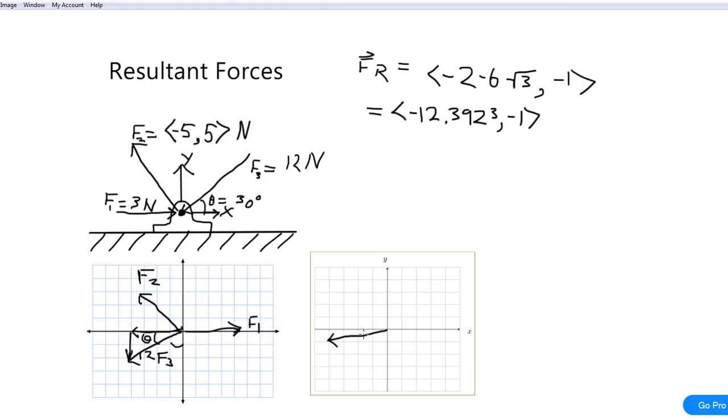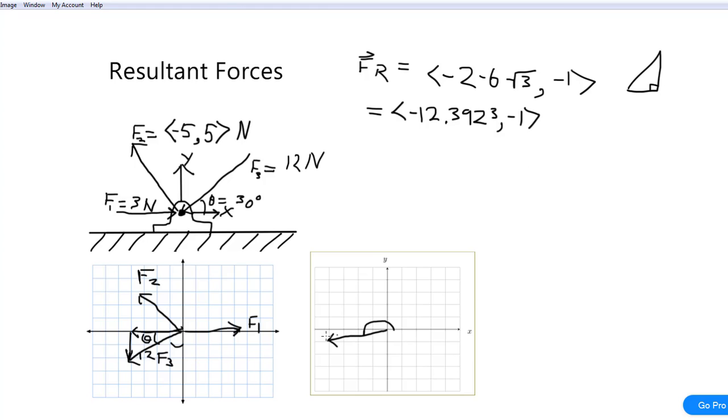And we have to essentially get this angle. In order to get that angle, we're going to use inverse tangent. But before we do that, I just want to get the magnitude. So the magnitude's actually pretty easy. We're just going to use the Pythagorean Theorem.